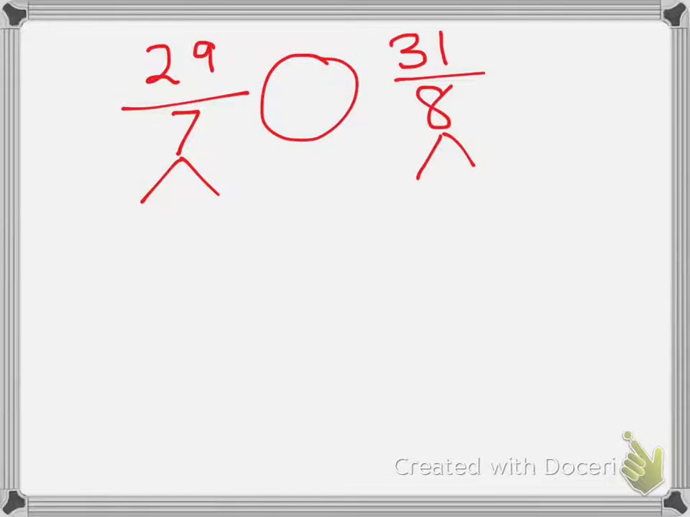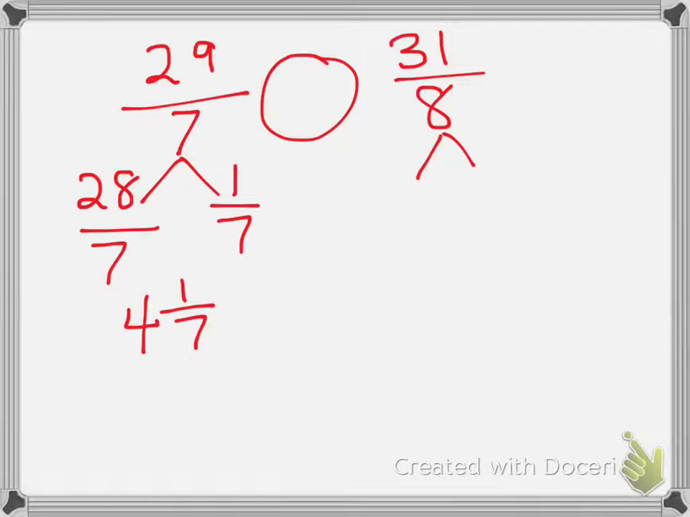Okay, so how many copies of 7/7 can go into 29? So we have 7, 14, 21, 28. I can't go any higher than that. So 28 sevenths, and that would leave me with 1/7. Okay, so my mixed number is going to be 4 1/7.